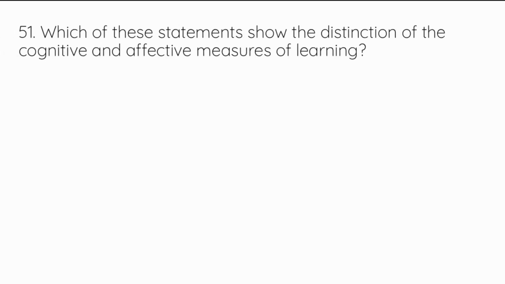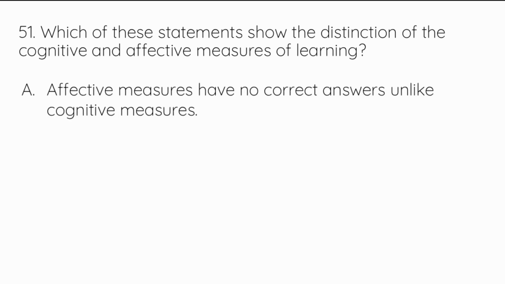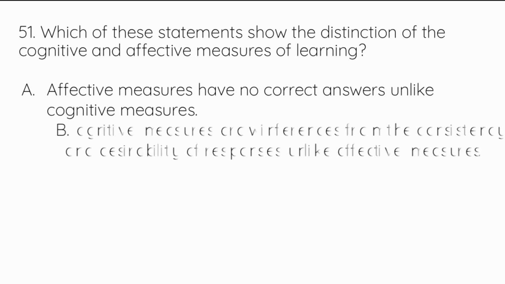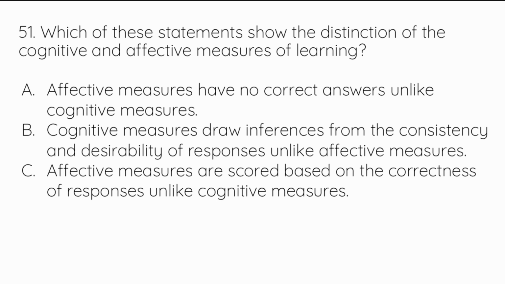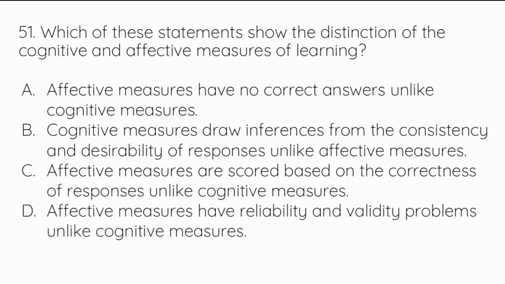Number 51. Which of these statements show the distinction of the cognitive and affective measures of learning? A. Affective measures have no correct answers unlike cognitive measures. B. Cognitive measures draw inferences from the consistency and desirability of responses unlike affective measures. C. Affective measures are scored based on the correctness of responses unlike cognitive measures. And letter D. Affective measures have reliability and validity problems unlike cognitive measures.